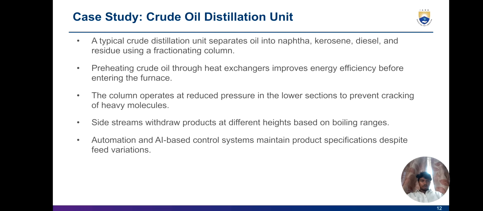Case study: crude oil distillation unit. A typical crude distillation unit separates oil into naphtha, kerosene, diesel, and residue using a fractionating column. Preheating crude oil through heat exchangers improves energy efficiency before entering the furnace. The column operates at reduced pressure in the lower sections to prevent cracking of heavy molecules. Side streams withdraw products at different heights based on boiling ranges. Automation and AI-based control systems maintain product specifications despite feed variations.